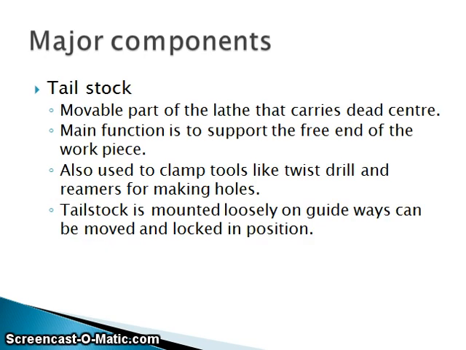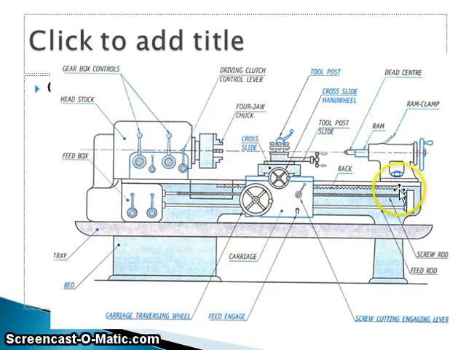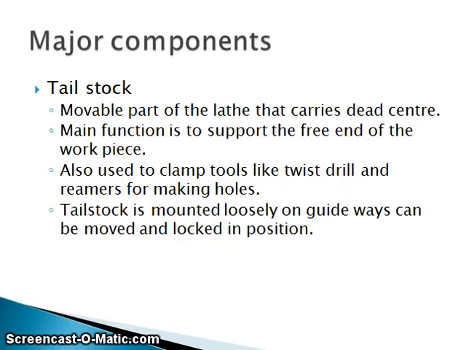Then we have to discuss the tailstock, or loose headstock. The tailstock is located on the inner ways at the right hand end of the bed. This has two main uses. First, it supports the other end of the work when it is being machined between centers. Second, it holds a tool for performing operations such as drilling, reaming, and tapping.